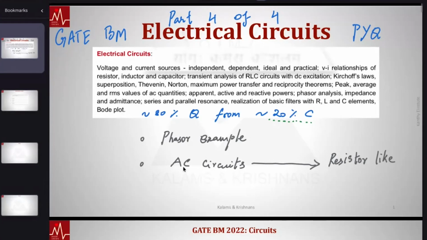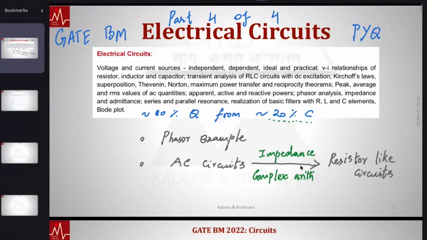AC circuits can have capacitors, inductors and resistors. But even given capacitors and inductors, you can treat them like resistor-like circuits. You can apply most of these principles if you use this thing called impedance. I'll show you a couple of examples of this. And you need to know complex arithmetic here. You need to know complex number multiplication and division at a bare minimum. This is a must.